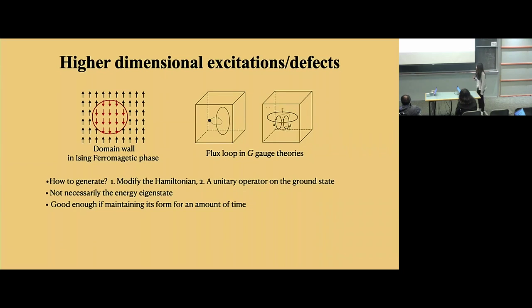So they're obviously not point-like defects, so we have to, in general, find new ways to study them. So far, how do we do that? First, we sometimes generate them in different ways. We can either modify the Hamiltonian, say modifying the coupling constant along the loop, changing it from positive to negative. Or sometimes we start from a particular ground state and use some unitary operator, which is usually a non-local operator, to create them from the ground state.